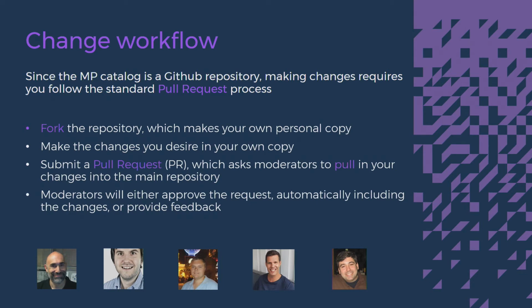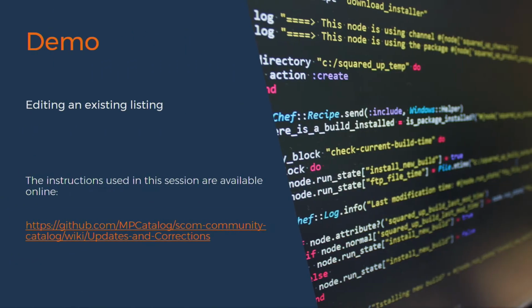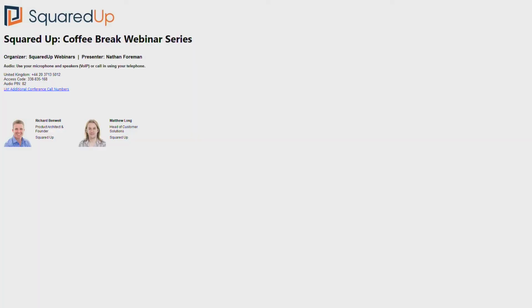So with that, let's take a look at an example of editing a listing. So Nathan, you've got a demo for us, haven't you, on making some simple changes purely using GitHub, not having to use any kind of editors or third-party tools. Correct. I'll grab the screen here quick and present that. Cool. So there we go.